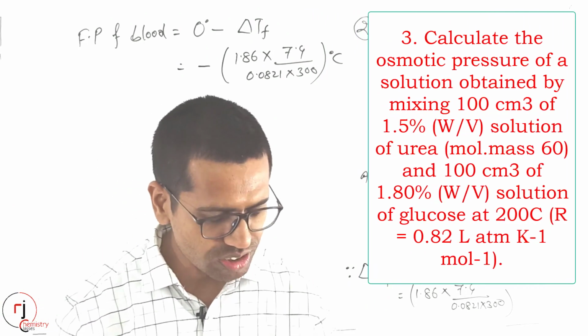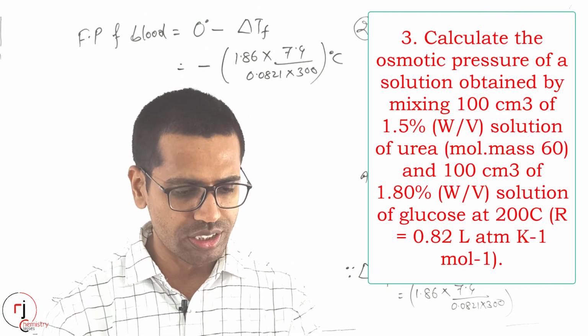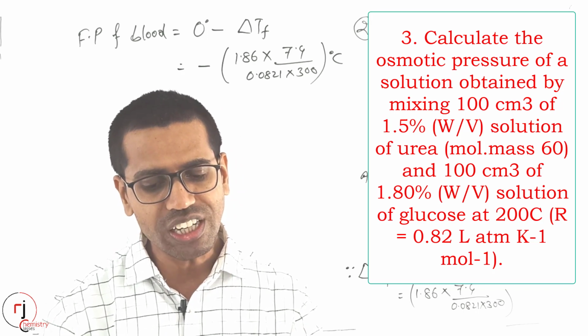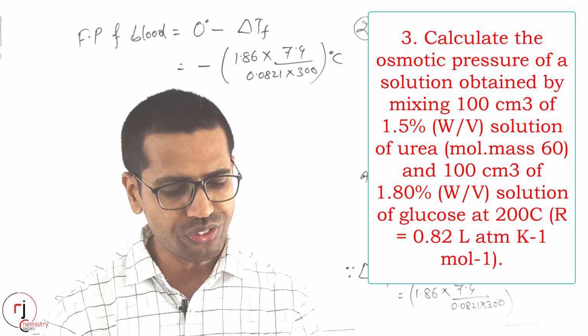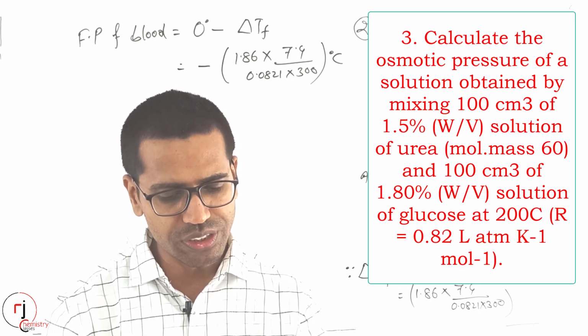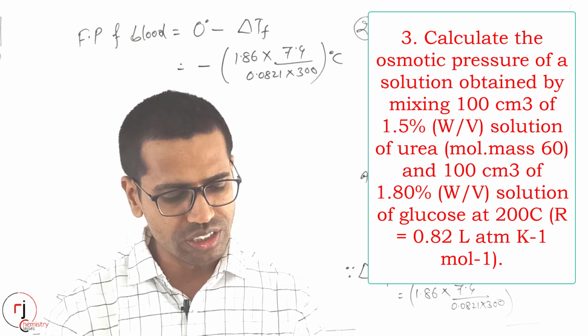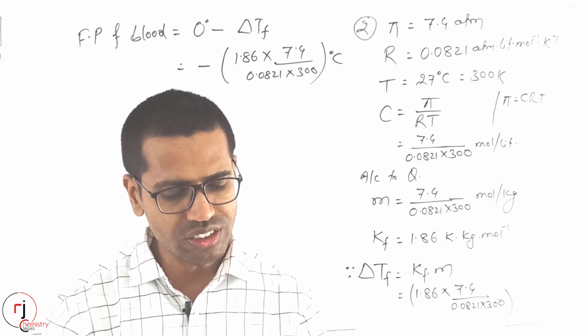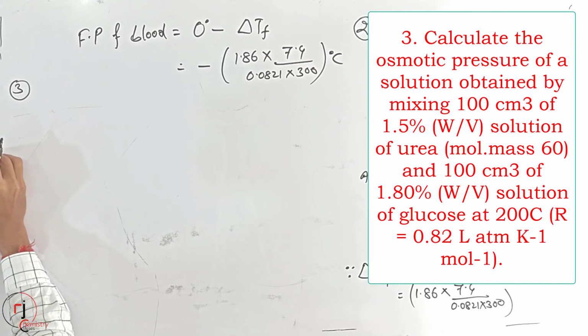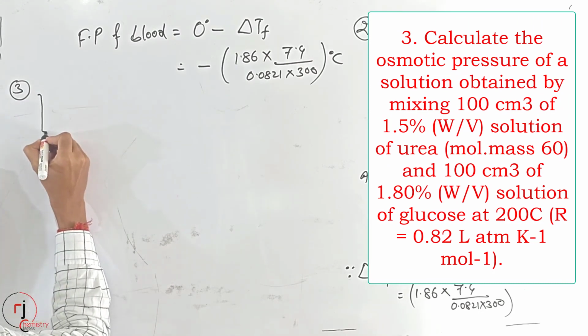Now we proceed towards the next question. According to question number 3, calculate the osmotic pressure of a solution obtained by mixing 100 milliliter of 1.5% weight by volume solution of urea and 100 centimeter cube of 1.8% solution of glucose at 26 degrees Celsius. As in the question, it is given that there are two solutions. Calculate the osmotic pressure of the solution by mixing.